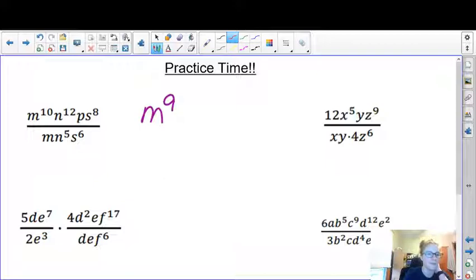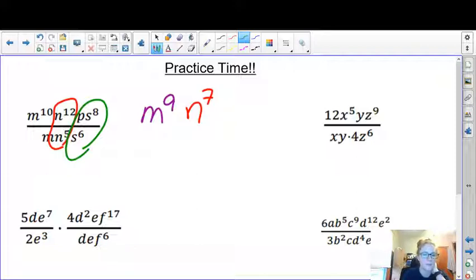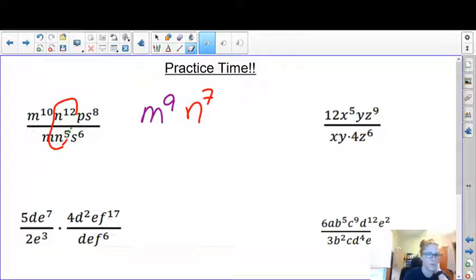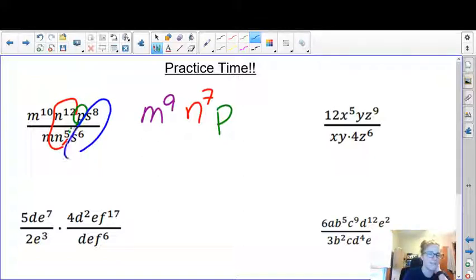Next, I'm going to identify the n's. I have 12 minus 5, which gives me 7. And then I have 8 minus 6. Oops, circled a little bit too much on that one. Let's try that one more time. I only have a single p by himself. Now I have 8 and 6, which gives me 2.